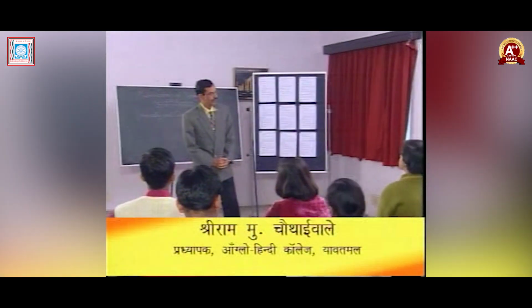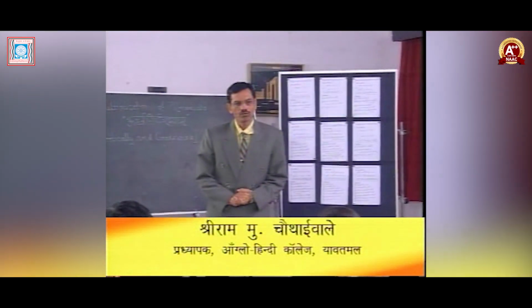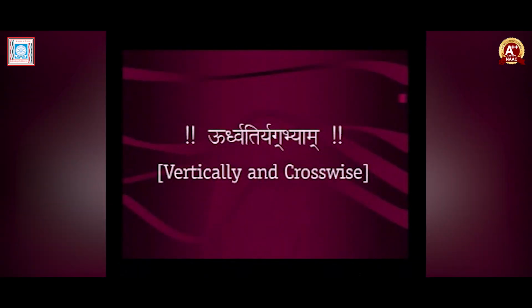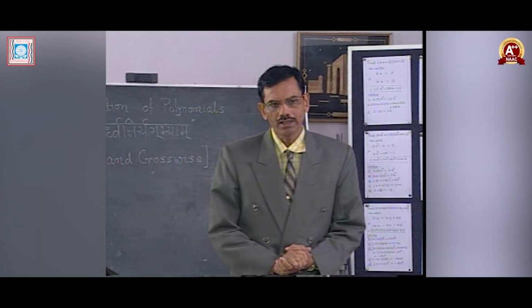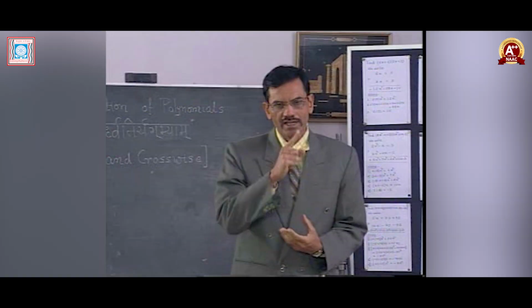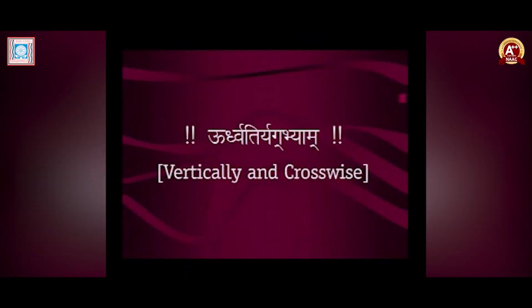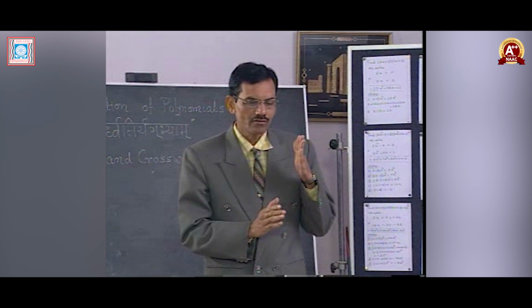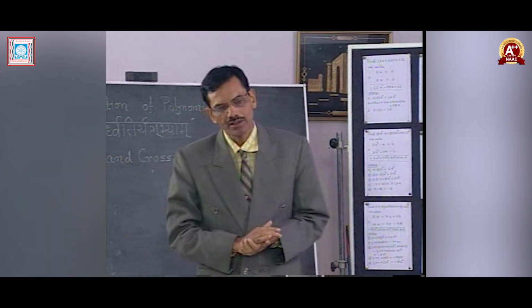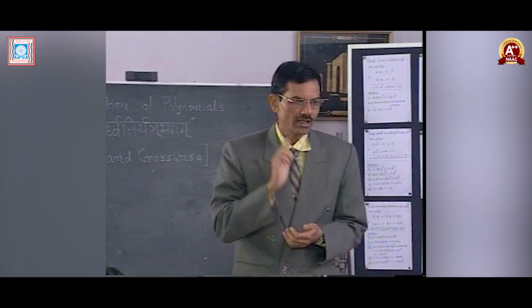Friends, today we will study multiplication of polynomials with the help of the sutra urdhva tiryak bhyam. Meaning is vertically and crosswise. Urdhva means vertical, tiryak means cross. So meaning of the sutra is vertically and crosswise. We will multiply first vertically, then first cross, second cross, third cross as it is required, and then in the end again urdhva multiplication or vertical multiplication.